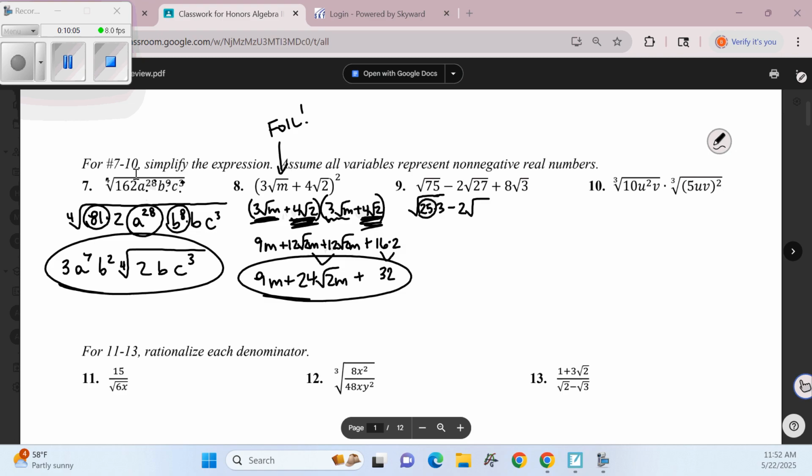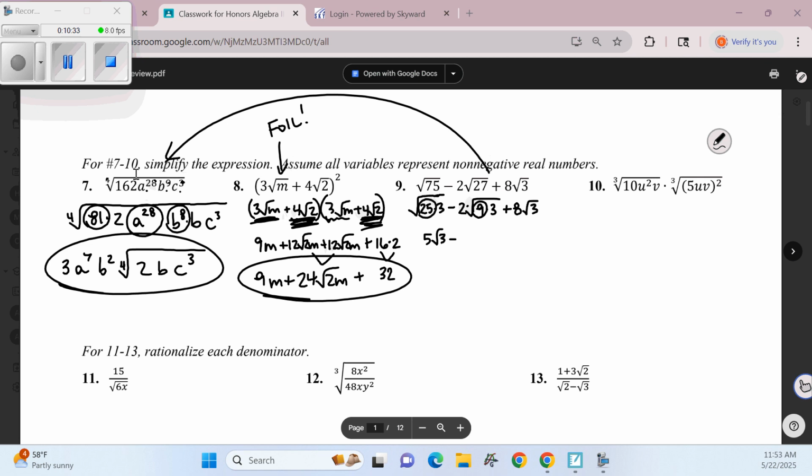Minus 2 times the square root of 27 is 9 times 3, and then 9 is a perfect square. And then plus 8 square roots of 3, that one does not simplify anymore. So I'm looking at this kind of similar to how we did the fourth root over here. If it's circled, we can take it out of the radical. So the square root of 25 is 5 square roots of 3 minus, when we take out the 9, that becomes a 3, and everything is connected by multiplication.